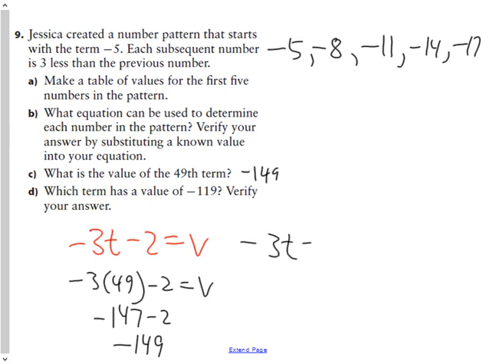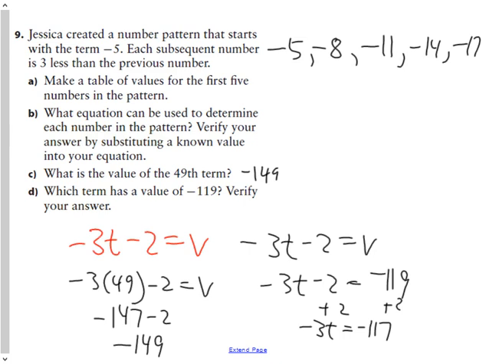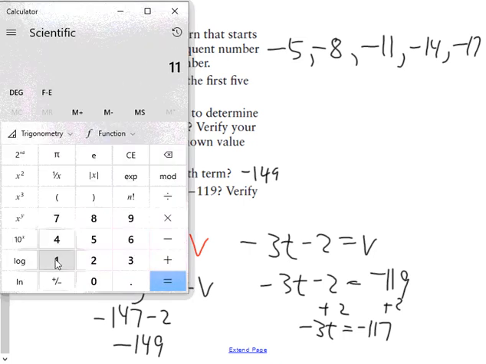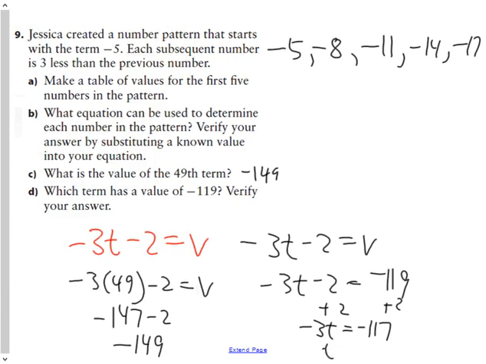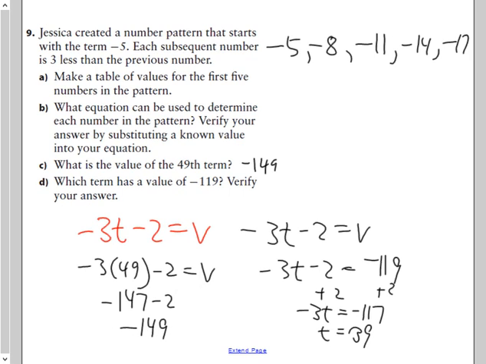And if I take my equation one last time, what term has a value of -119? So this time I know the value. Isolate. And divide both sides by -3. 39. So a negative divided by a negative is a positive. So therefore, your answer is positive 39 because you would divide both sides by -3.